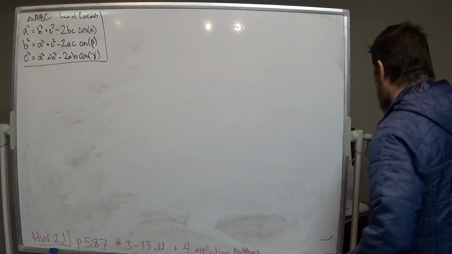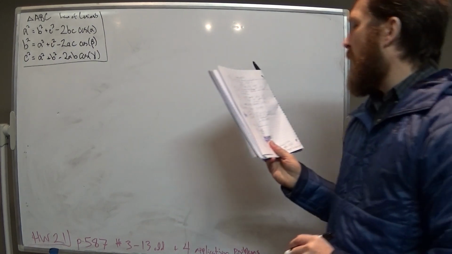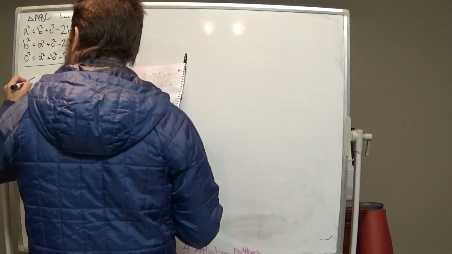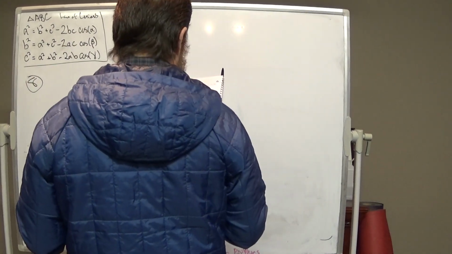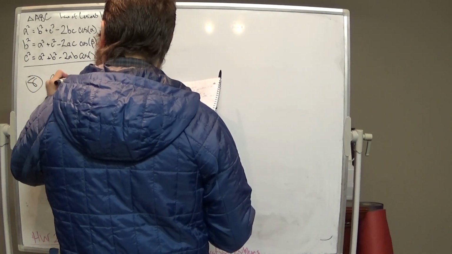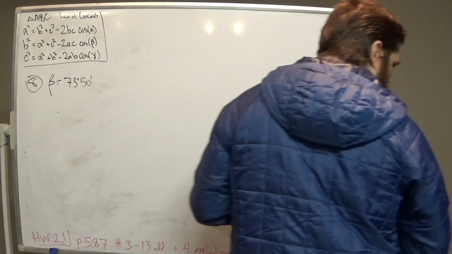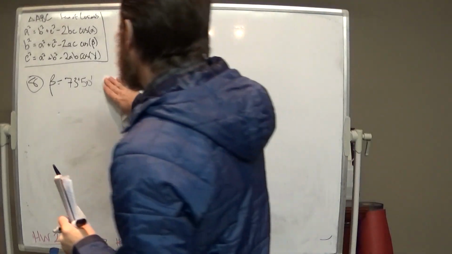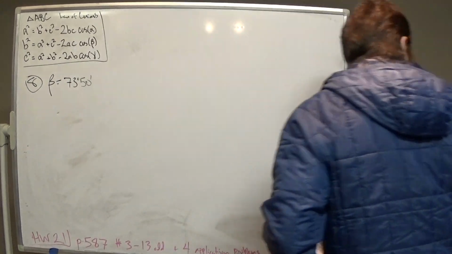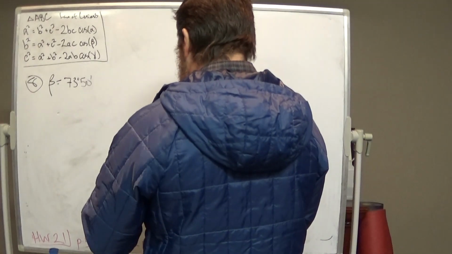Okay, so here's the setup. This is problem number 8 from this section. And it gives us that beta is equal to 73 degrees, 50 minutes. So 73 and 5/6. But we're going to convert that immediately into decimals because we're going to put it in a calculator, and it's going to make our lives much easier.